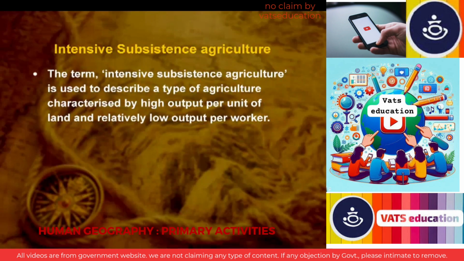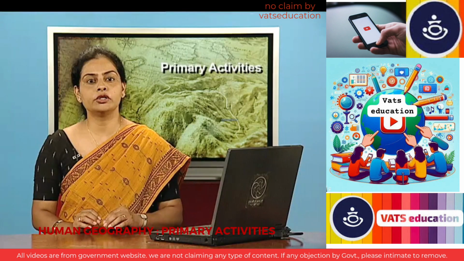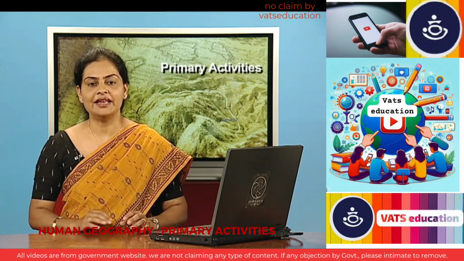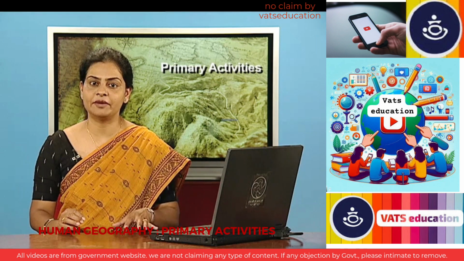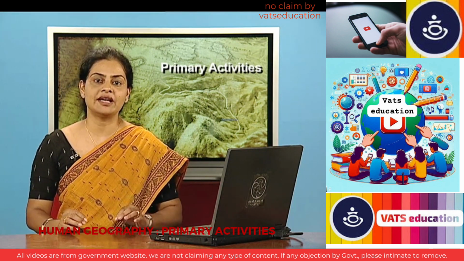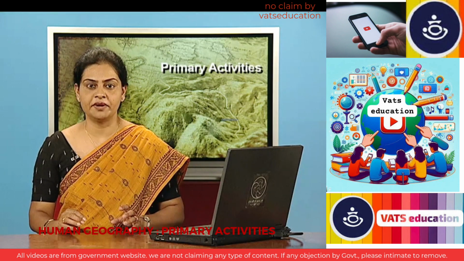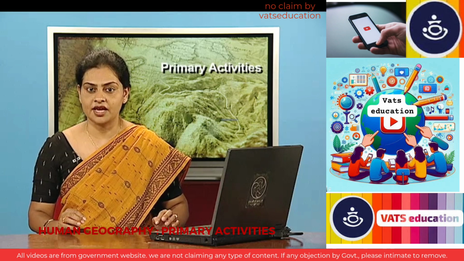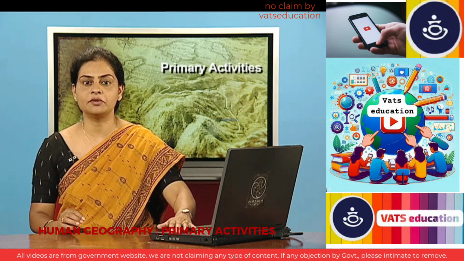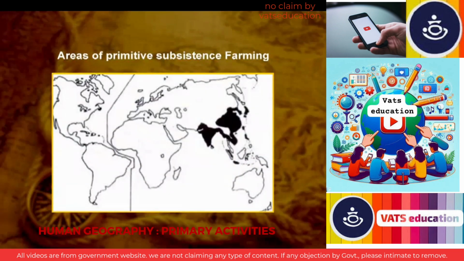The term intensive subsistence agriculture is used to describe a type of agriculture characterized by high output per unit of land and relatively low output per worker. Although the nature of this agriculture has changed, and in many areas now it is no more subsistence. This form of agriculture is practically confined to the monsoon lands of Asia. It is found in China, Japan, Korea, India, Pakistan, Sri Lanka, the greater parts of continental Southeast Asia, and parts of peninsular Southeast Asia. This map will tell us clearly where it is practiced.